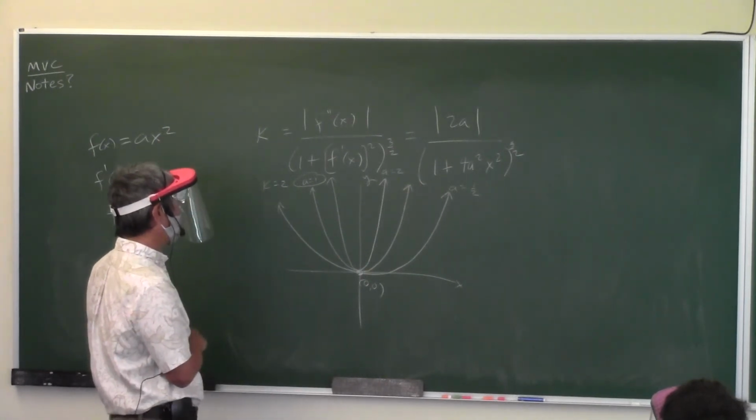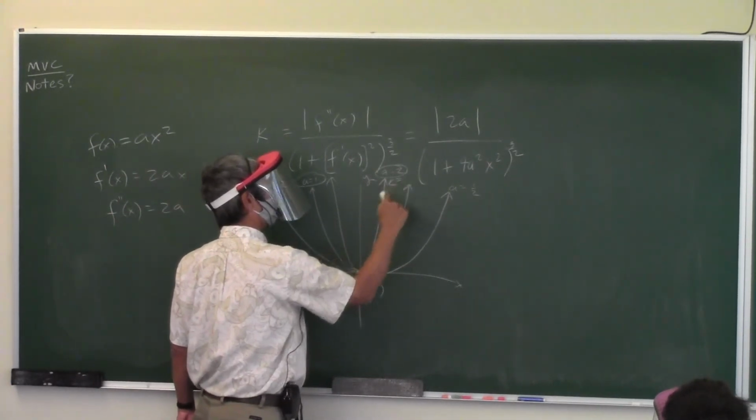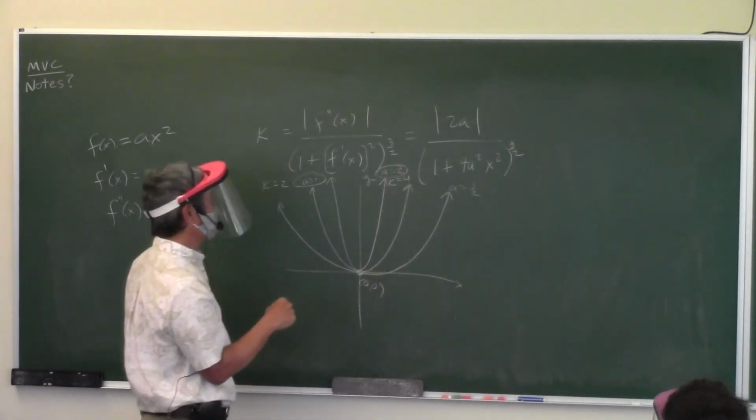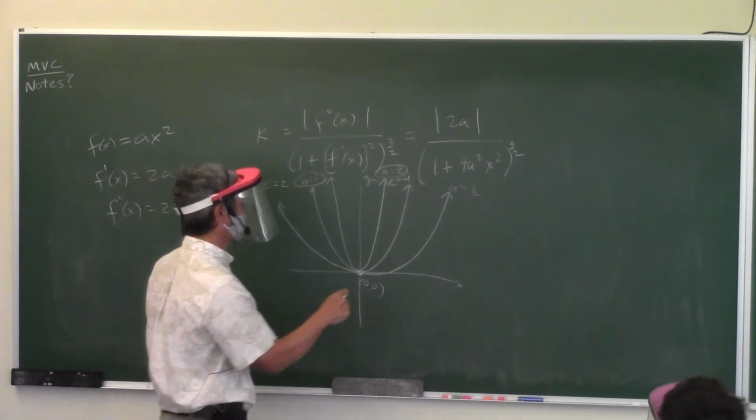Okay, what about when a is 2? What would be the curvature? 4. You're right. And then when x is 0 and a is 1/2, what is the curvature? 1.